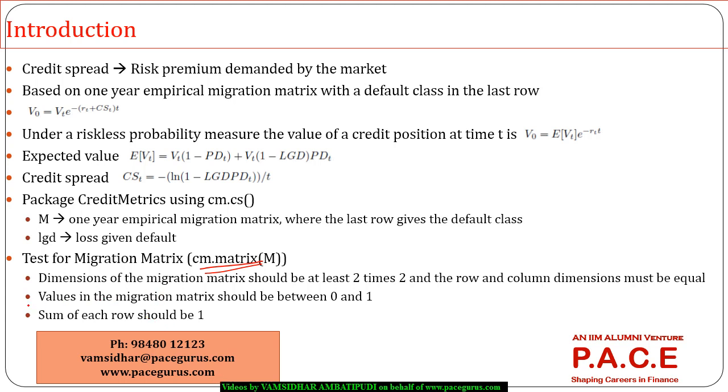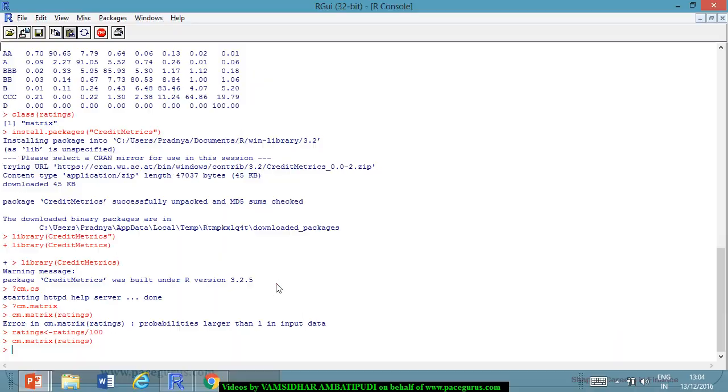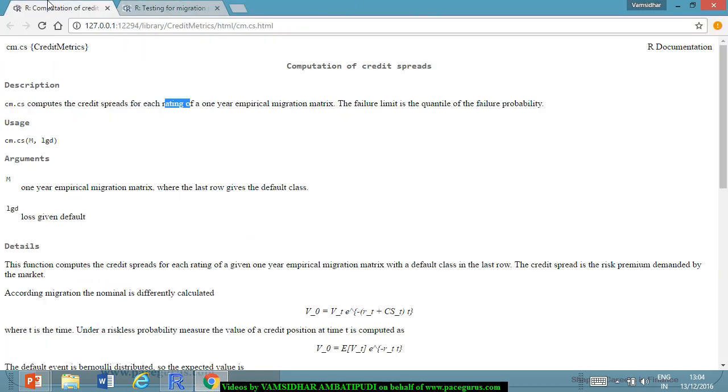This is what I have documented here, the dimensions of the migration matrix, as was explained. If it is a migration matrix, obviously I will not get any error, I will just get the command prompt, nothing else. But if there is an error, I will get a message like this. So now we have got it as a migration matrix. Now we will go ahead and see cm.cs.